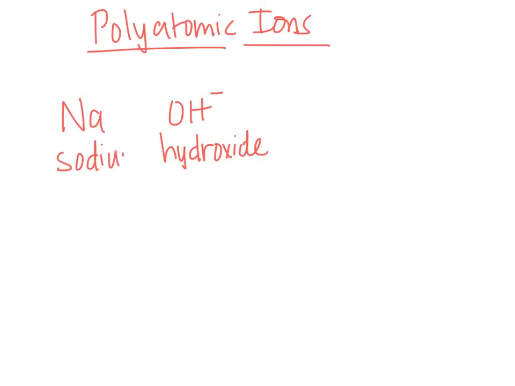So when you are naming an ionic compound that contains a polyatomic ion, the name does not change. Whatever the name is for that polyatomic ion, it just stays the same. Okay, so we know that cations, the name doesn't change, and then also polyatomic ions do not change.